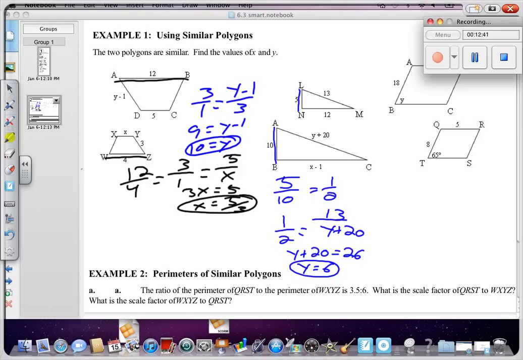Subtract 20. I cross multiply. 2 times 13 is 26. And then 1 times y plus 20 is y plus 20. And then I subtracted 20 from both sides.